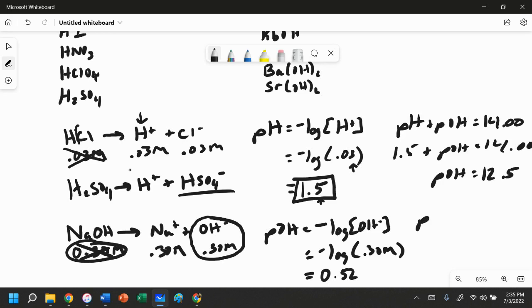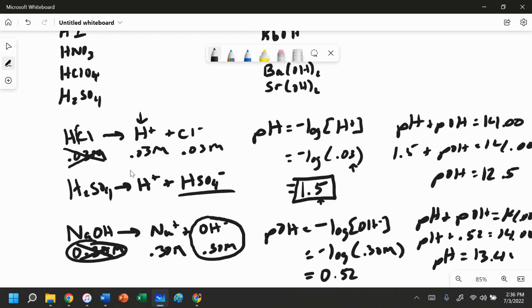As far as pH, we just use the same equation as earlier. pH plus pOH is equal to 14 if this is at 25 degrees Celsius. So we plug in 0.52 to get the pH. So when you solve for the pH, you get 13.48. And that's it. That's how you can solve for the pH and pOH of strong acids and strong bases. Again, this works if they're monoprotic. If they're diprotic, that gets a little trickier. But we're going to stop there.